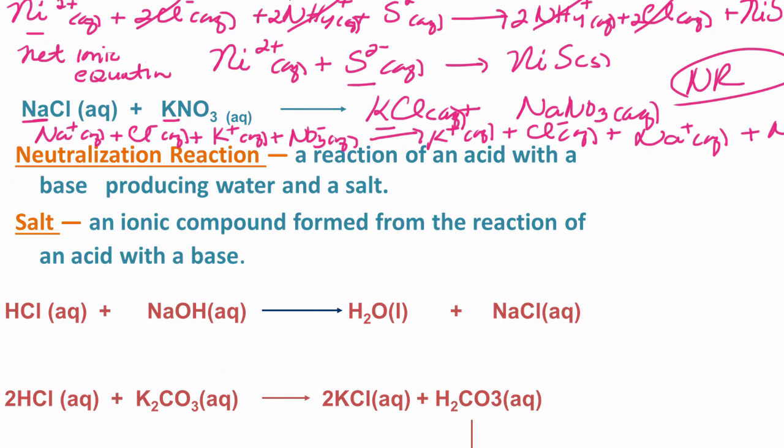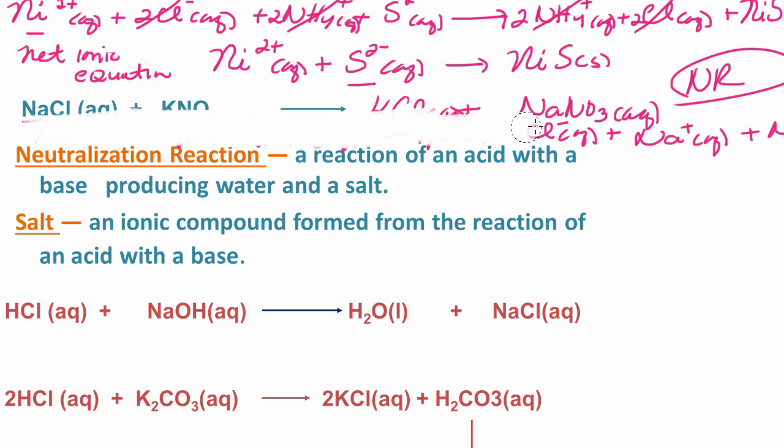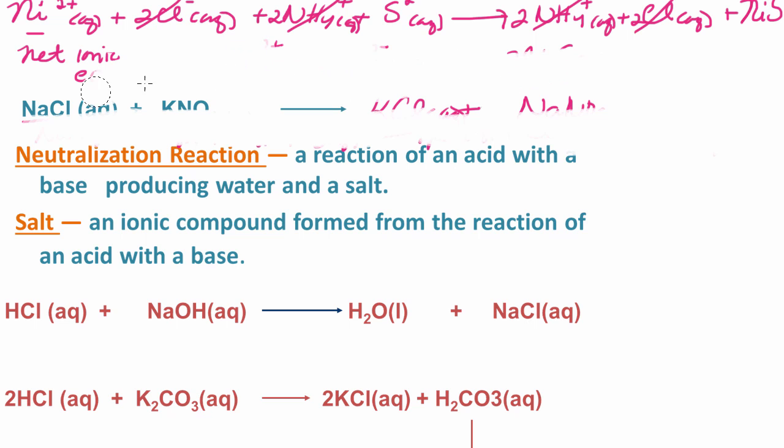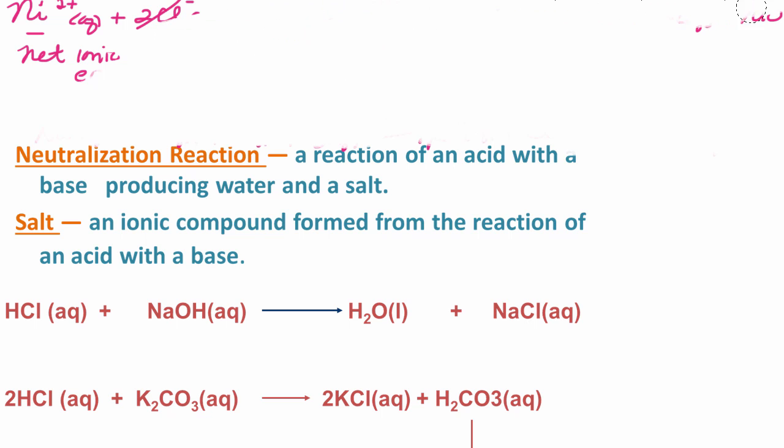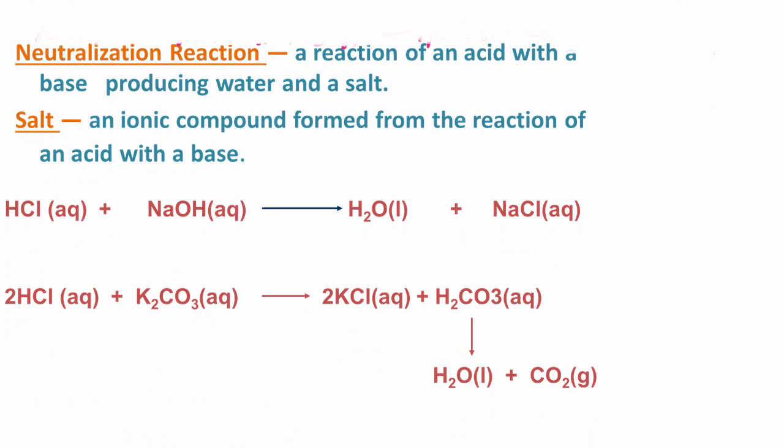The next type of reaction that we're going to talk about, I'm going to go ahead and erase this out of here so it looks a little bit neater. All right, there we go. We're going to talk about neutralization reactions. And neutralization reactions are very important reactions, just like precipitation reactions are. And they are the result of the reaction between an acid and a base, which produces water and a salt.